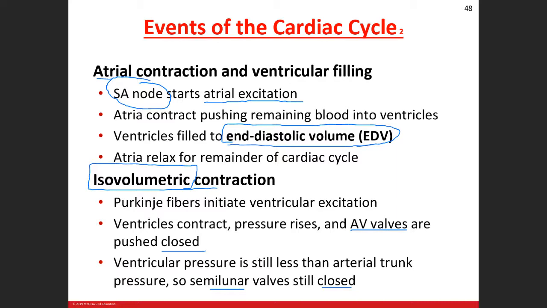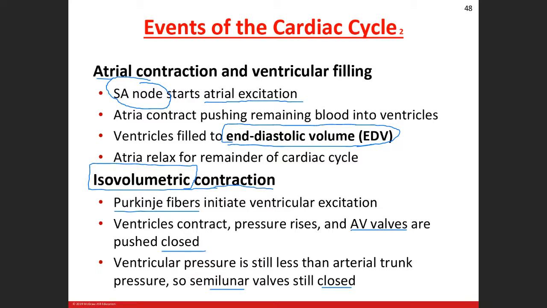So what's happening in regards to the conduction system? Check it out. The Purkinje fibers are now depolarizing. So they're going to start to cause the depolarization of the ventricular muscle cells. What follows depolarization? Let's hear it. Contraction. Yes. So as these cells start to depolarize, they're going to start to contract. And that's what we're seeing here. They start to contract.